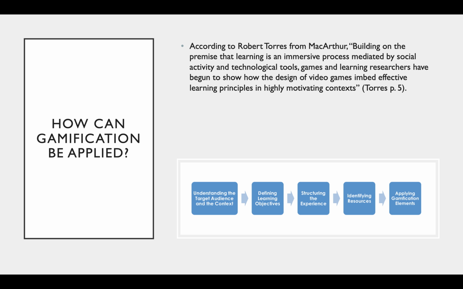Lastly, the fifth step is to apply the gamification elements. Once you know your subject and the information, it is time to apply gaming mechanics into the program. Using specific gaming mechanics such as trophies, leaderboards, and having a storyline are great mechanisms to apply.